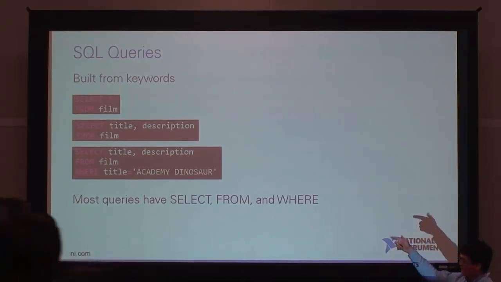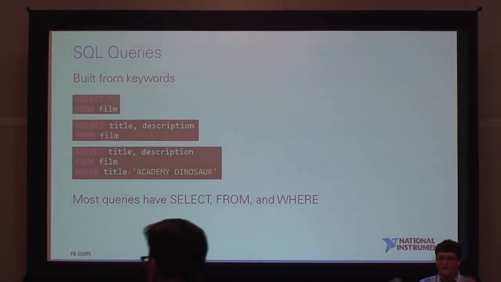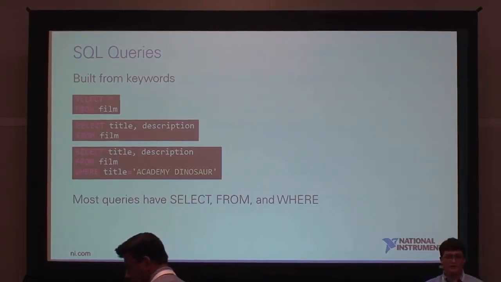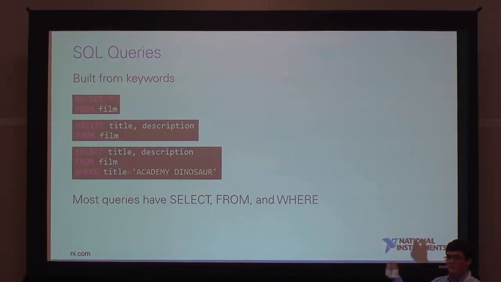In this case, we have two different ways we're selecting. One is grabbing everything with the star, it's a wildcard. Just give me everything from the table. In the other case, it's grabbing specific columns out of the tables. So there's lots of other keywords. I'm not going to talk about them, but here you should be able to see, oh, I'm going to select the title and description from the film table where the title equals Academy Dinosaur. That SQL query will pull that data out of the database.